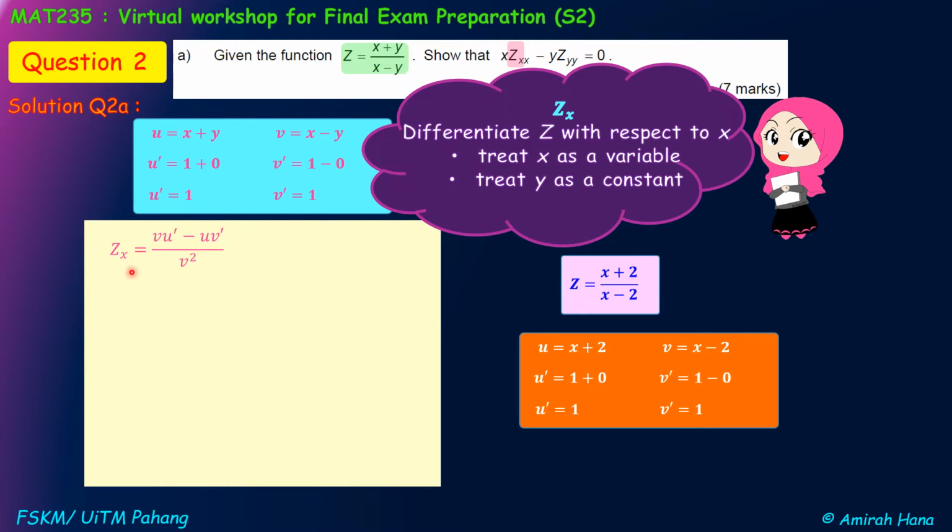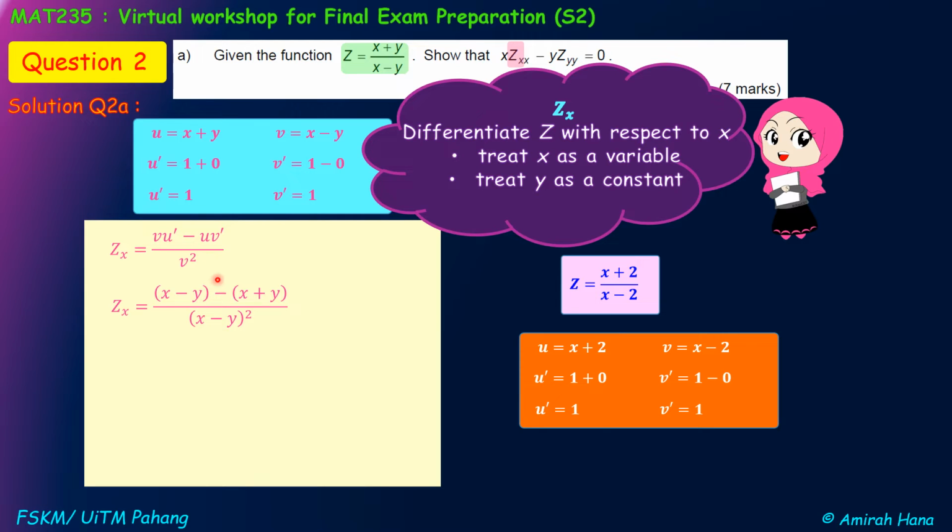The symbol here is z_x because we differentiate z with respect to x. z_x means we differentiate z with respect to x, we treat x as a variable, and at the same time we treat y as a constant. From this formula, after we substitute v times u prime, we get x minus y times 1. No need to write times 1 here.